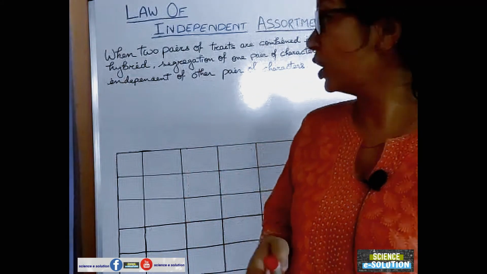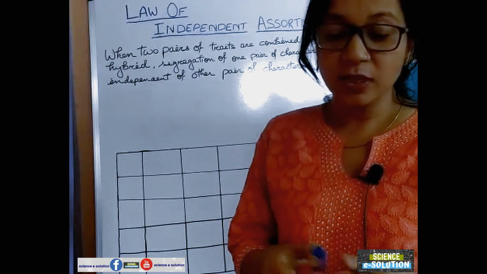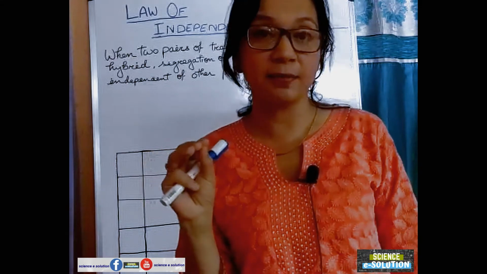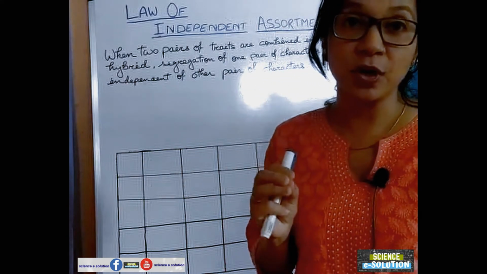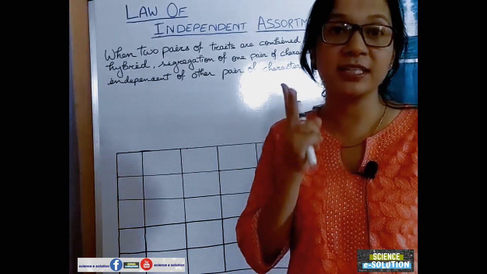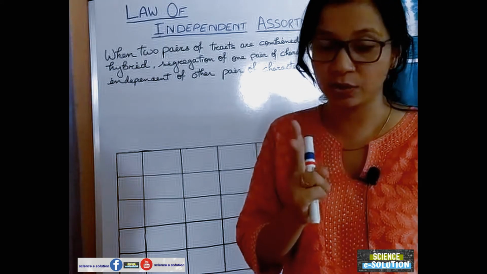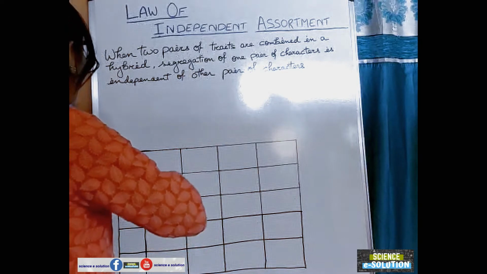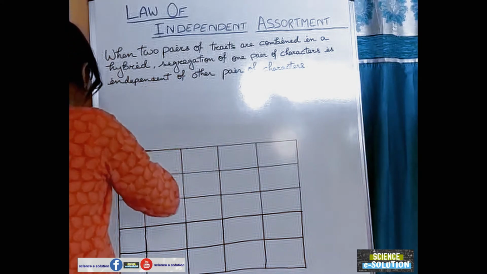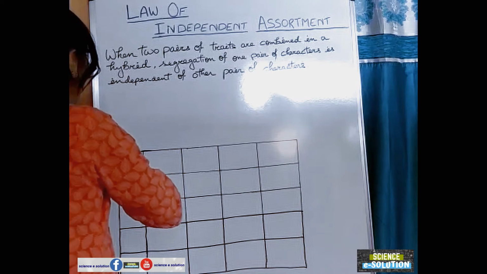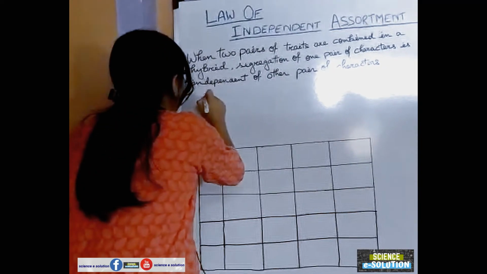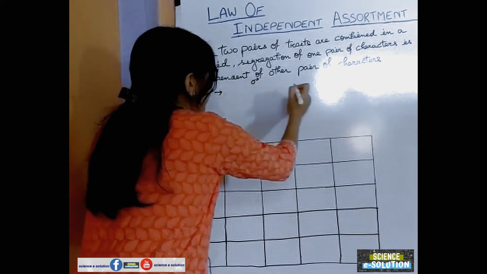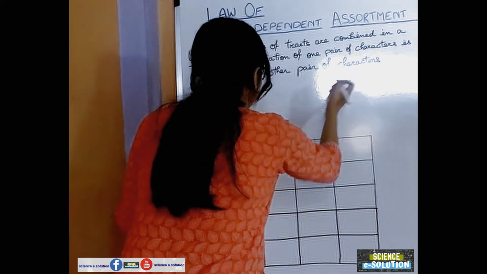It is the most common example given. In this case, we will have to take a dihybrid cross. A dihybrid cross is a type of cross when we consider two characters into account. So let me first write down the parents. Parents, dihybrid cross. This is male and this one is female.